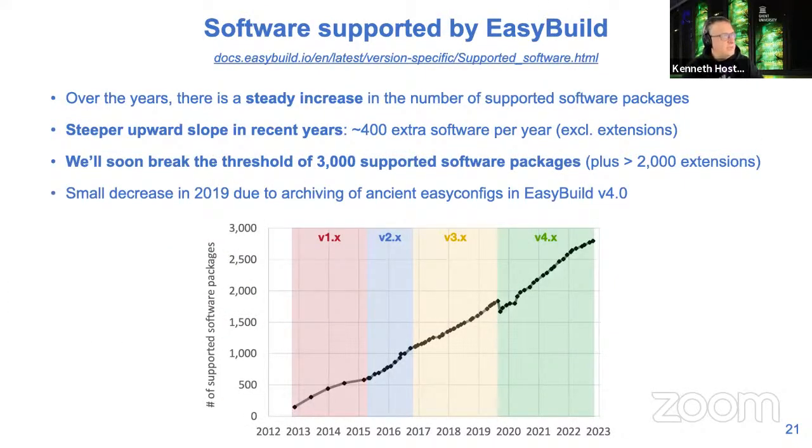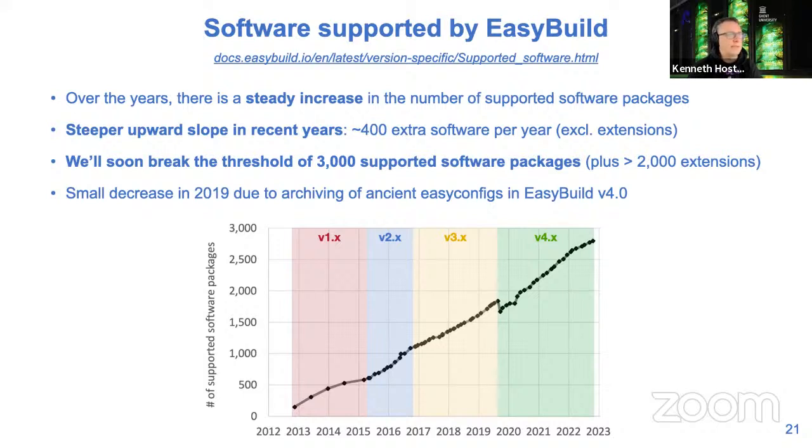Okay, so next to all the features that we have implemented over the years, a big part of EasyBuild is, of course, the software that is supported by EasyBuild. So what you can install with EasyBuild. This has been increasing over the years, of course, and we even see it increasing more quickly in the last couple of years. So we're adding about 400 extra software applications and libraries per year to EasyBuild, so what it can support. This does not include versions, so this is unique, different software projects.